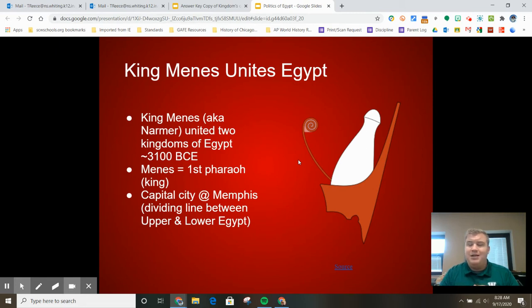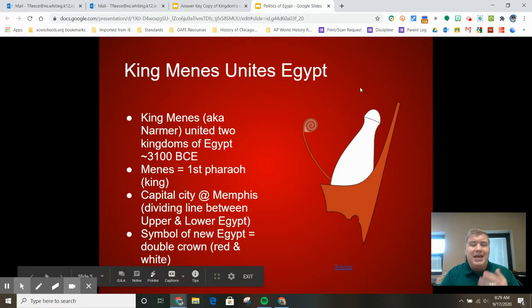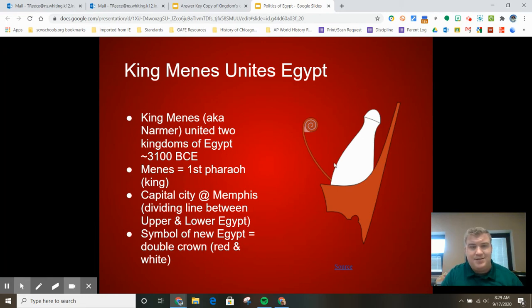Then he made a new symbol for Egypt. He took the red crown and the white crown of the Lower and Upper Egyptians, and it's seen right here. This symbolizes that the Egyptians are finally unified. So this takes us to the next thing, which is the Old Kingdom.